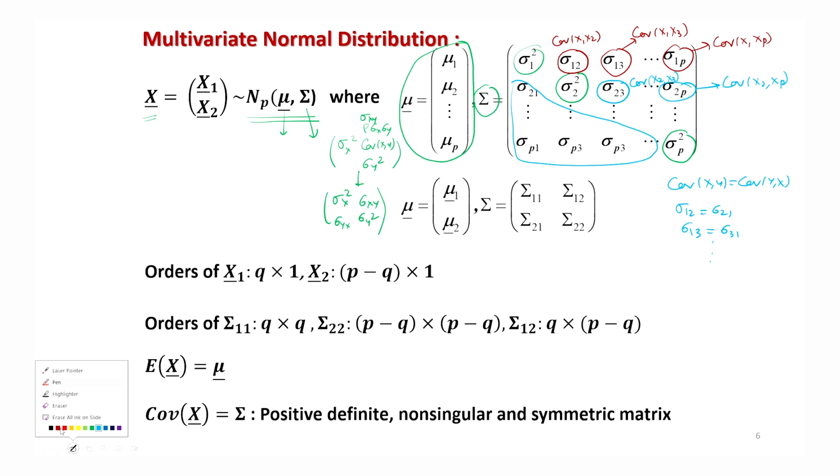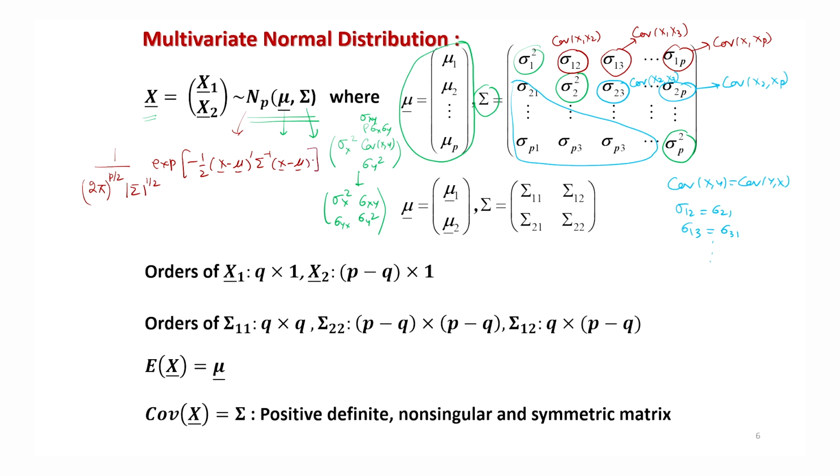Now in case you want to write down the probability density function of this normal p, I can write it as 1 over 2 pi raised to power p by 2, determinant of sigma raised to power 1 by 2, exponential of minus 1 over 2 x minus mu transpose sigma inverse x minus mu, like this, right? This is the PDF of the multivariate normal distribution of a random vector x, which is of order p cross 1. Well, you can find these expressions in the book, that's not a big deal, right?